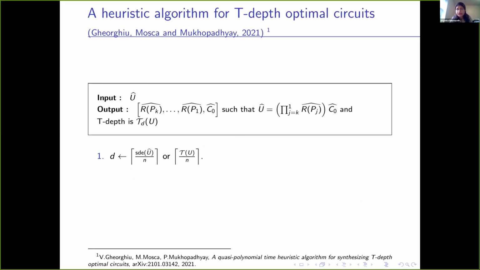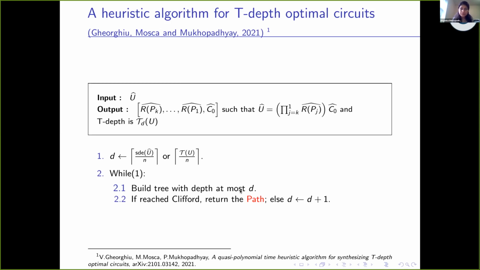Now, I'll not describe the complete algorithm in detail. We have a nice description in our paper, and due to time constraint, I'll not go into so much detail. Here, the depth cannot be less than SDE of U hat by n or the Tcount of U by n, so we start with that. Again, we build many trees with depth at most D, and if we reach the Clifford, we return the path, or we build a deeper tree.